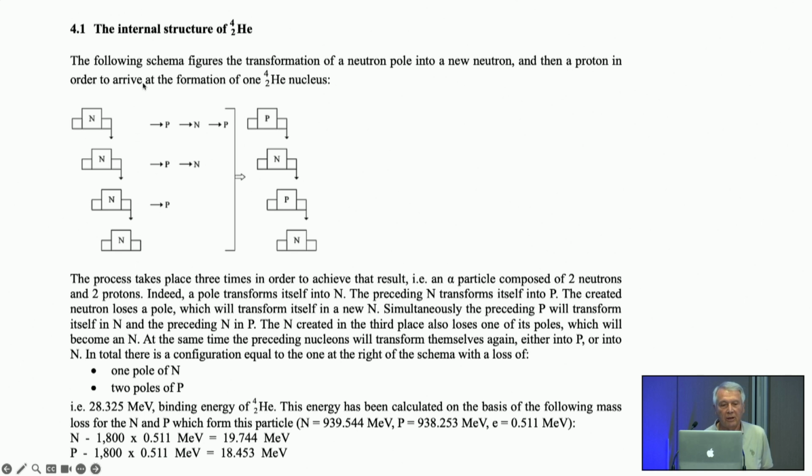I have figured here a neutron with a core of neutron and 2 poles. One pole, as I said, will be lost to become another neutron. I will explain later how this is possible. It will become a proton, then again a neutron, then a proton, to become at the end a proton. The second neutron will also lose one pole and become a proton, neutron, and then at the end a neutron, etc. At the end, we have found a helium-4 particle, which has lost one pole of neutron and 2 poles of proton. It's figured here.